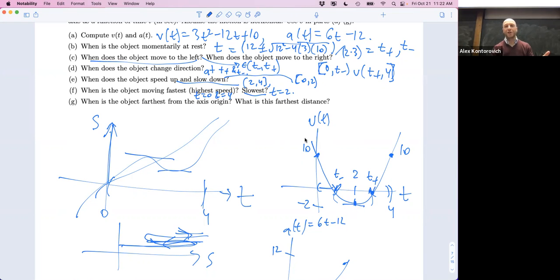When is the velocity largest? When is the velocity smallest? The velocity is largest at 10 when t is 0 or t equals 4. The velocity is smallest at negative 2 when t is equal to 2. So far, so good? But there's a problem with this problem. When is the object farthest from the axis origin? Okay, so I'm assuming this is the axis origin. What is that farthest distance?